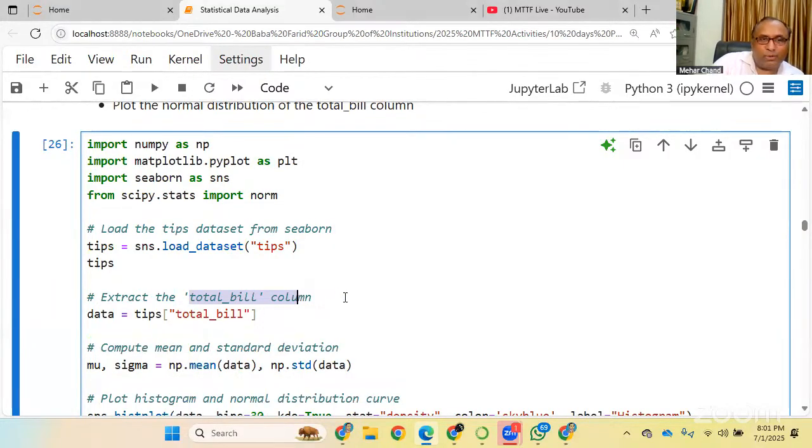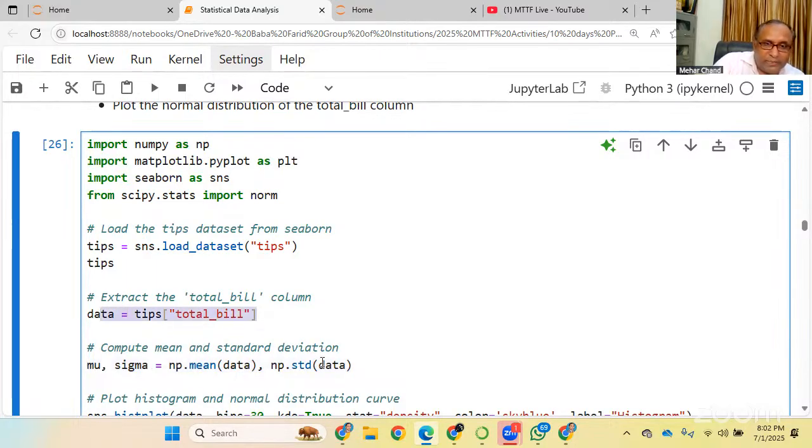Okay, so here we are extracting the total bill column from the tips dataset and you can store it inside data. Okay, we need only one array. Then after that we need to compute the mean and standard deviation, both as we did in the above example. The same: mu, sigma equals np.mean(data), np.std(data). So we are now using this data set.